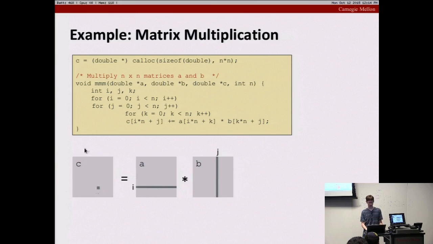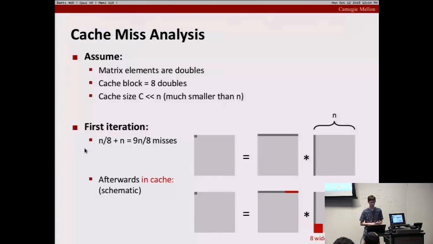So we want to make this faster. We're assuming here that we're multiplying matrices of doubles, so they're 8 bytes. And we're saying that the cache block is big enough to hold 8 of these. And then the cache is going to be much smaller than the matrices. We're going to assume that it's just going to overwrite stuff.